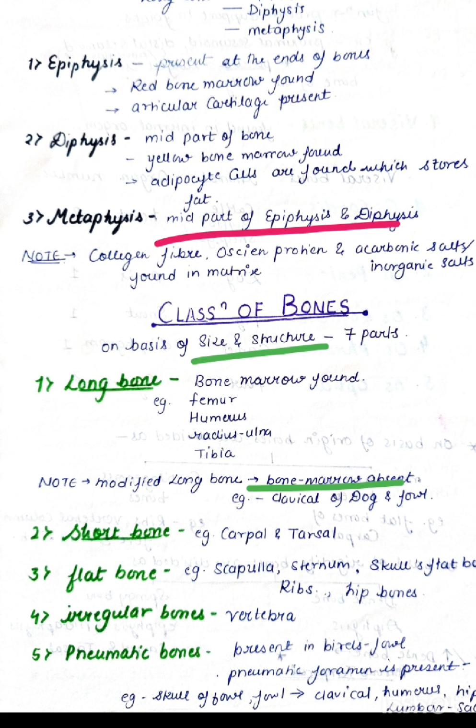The second one was short bone. Short bones are those bones in which the bone marrow is absent, and these are somewhat smaller in size as compared to the long bones. These are the carpals and tarsals, which are present in the hind limb or forelimb.